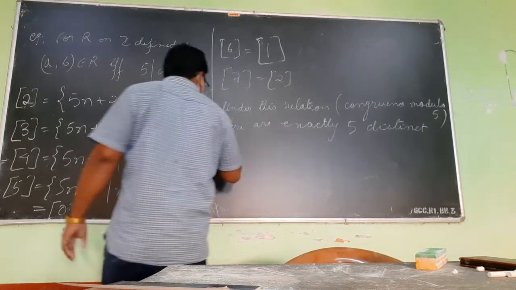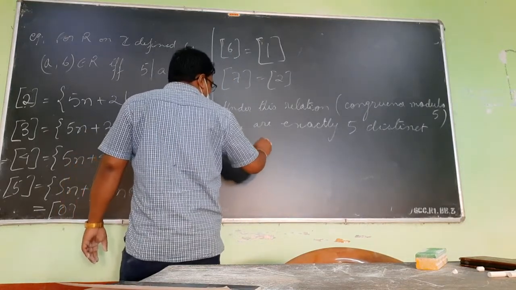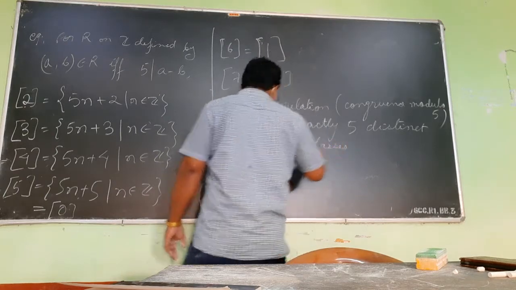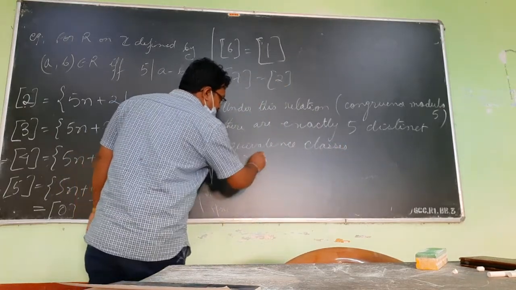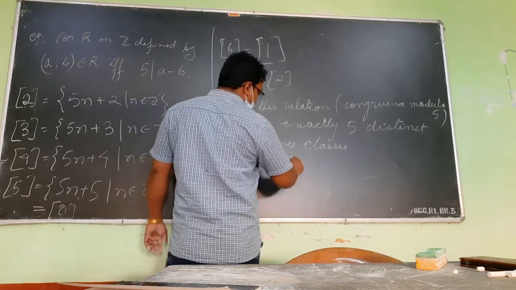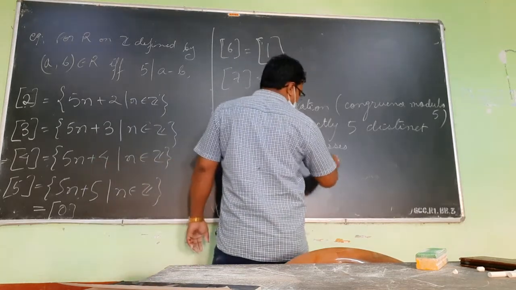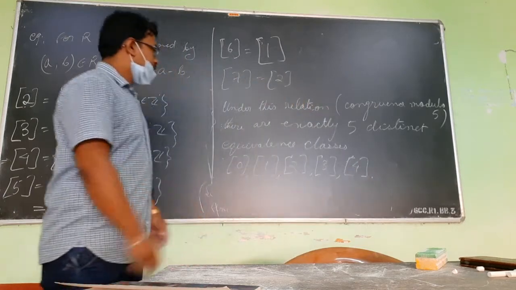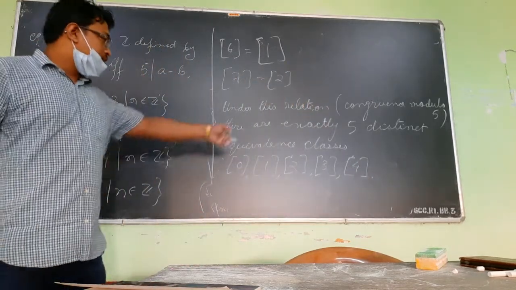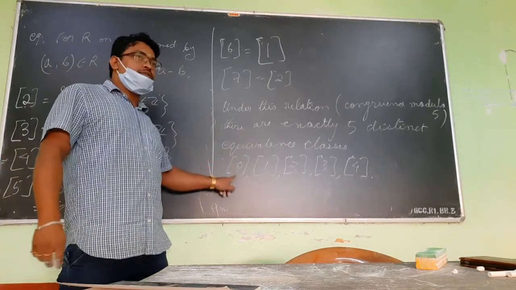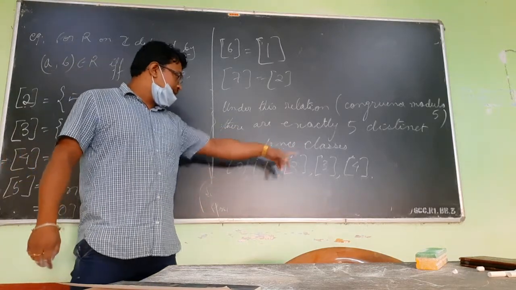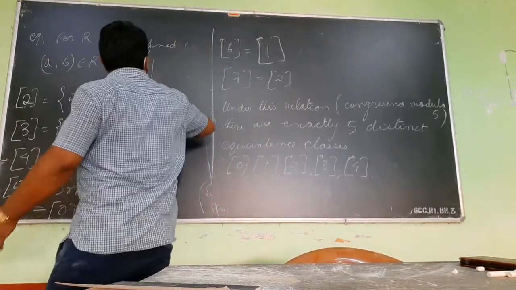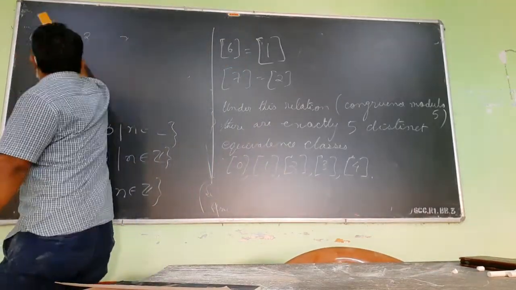Distinct equivalence classes. What are those? Equivalence class of 0, equivalence class of 1, equivalence class of 2, equivalence class of 3, equivalence class of 4. These are the only distinct ones. The equivalence class of 5 will be the same as this, 0. The equivalence class of 6 will be the same as this. So what is happening is actually we are finding out remainders.